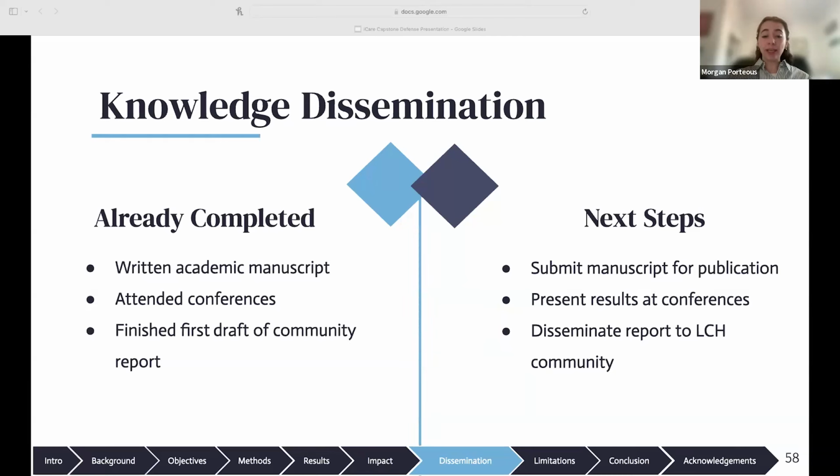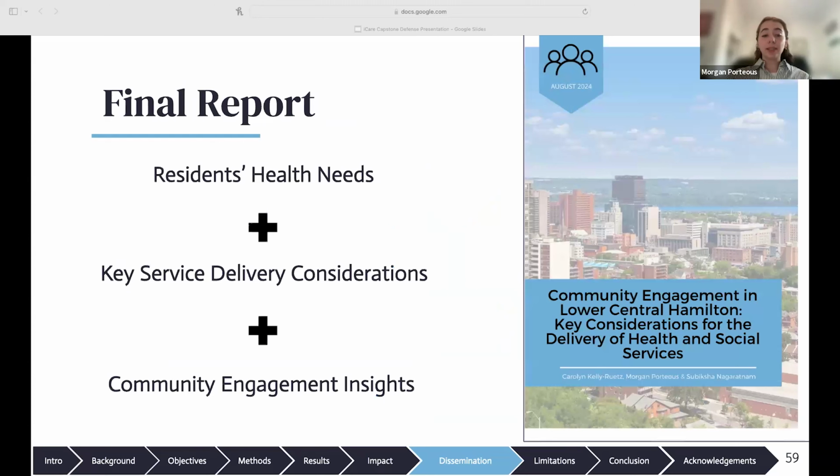Finally, and most important, using our manuscript as a starting point, we've written a report to be shared with the Lower Central Hamilton community. This report discusses all sections of our results, including residents' health needs, key considerations for service delivery, and our insights from community engagement. This report is intended to be simple, specific, and actionable. It's also designed to be more accessible than our manuscript so that we can share it with residents, providers, and other agencies in the area.